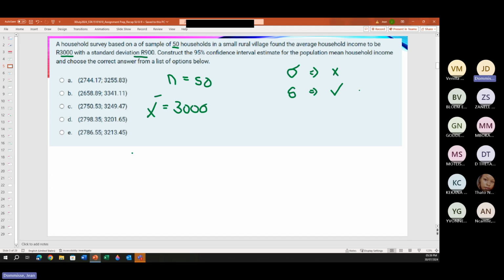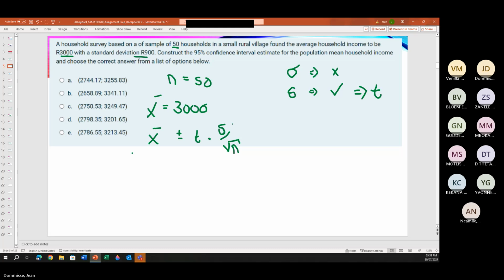Okay, so because it's sample, we will need to work out a T. So let's first write down the formula, and then, even though it is an S or sample standard deviation, that is still the standard error.